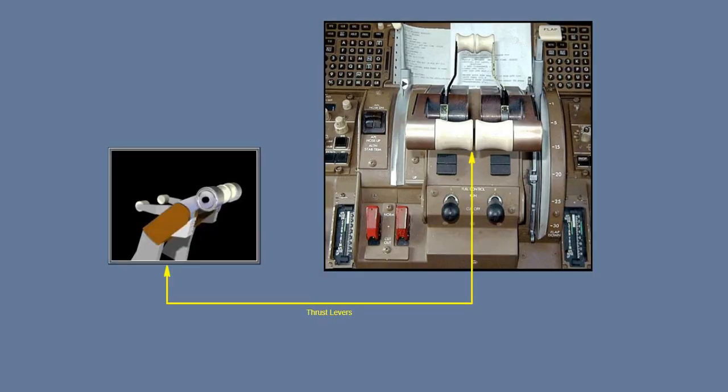The thrust levers move fore and aft to provide a thrust request to the EEC. Forward thrust can be manually set, but is more often set by the auto throttles. At any time, the pilot can override the auto throttles to manually set power.